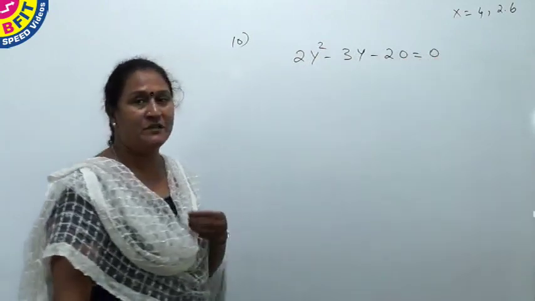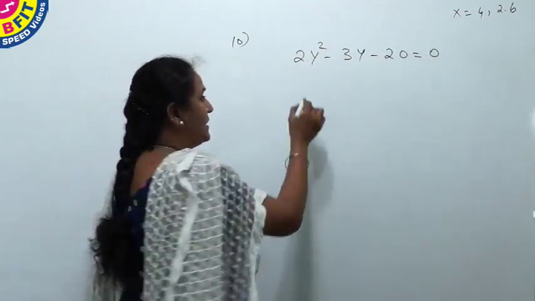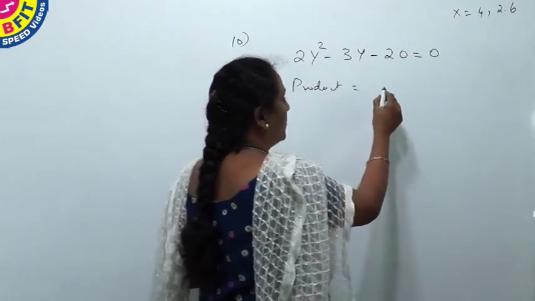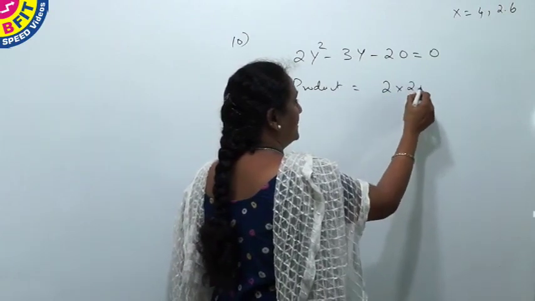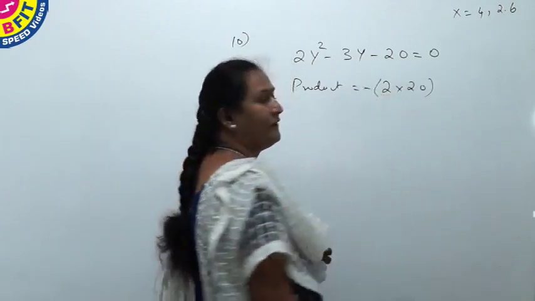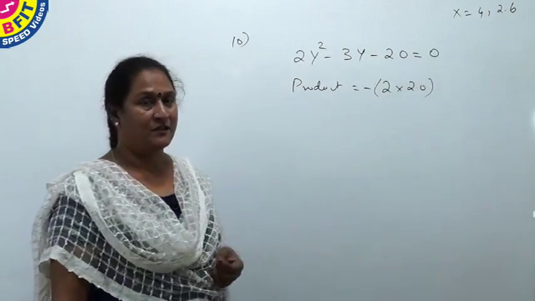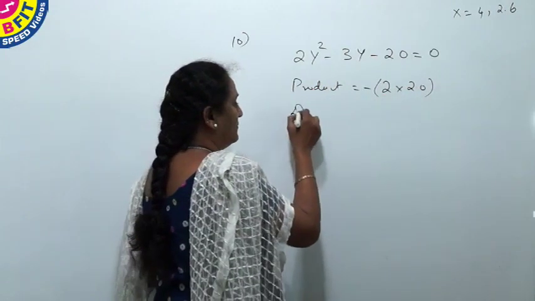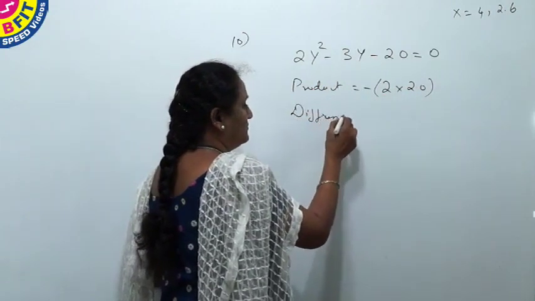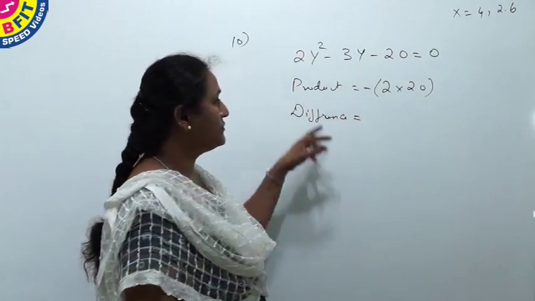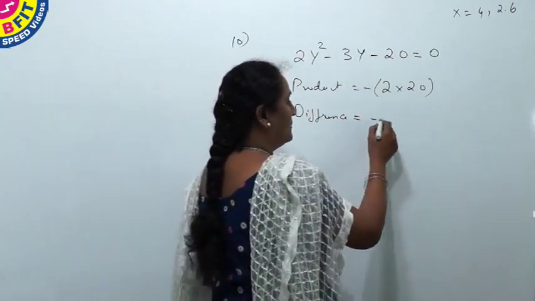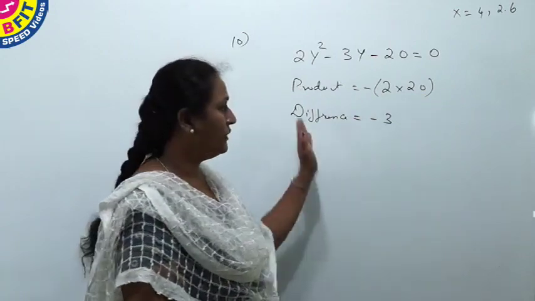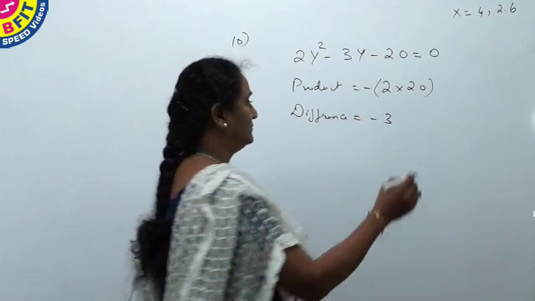So the first step is to choose the numbers such that the product should be the coefficient of y square and the constant term minus 20. So we will have the minus sign outside the brackets. So as you have minus, write difference. So the difference of these two numbers should be minus 3. So 20 and 2 when subtracted is not 3. So we will go for a different pattern.